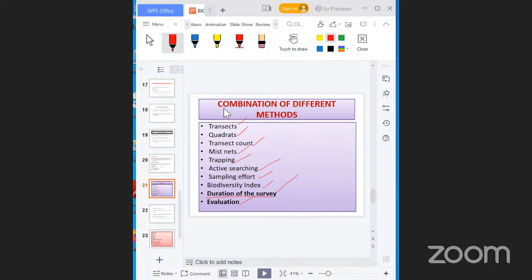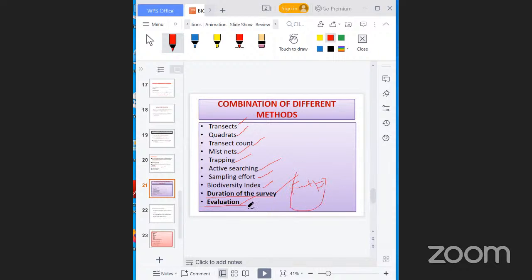So the duration of this survey is also important. This should be long enough for gathering the necessary baseline data. Generally, the duration of the ecological survey should be commensurate with the scale of the proposed development and also the diversity of the habitats within the study area and the diversity of the flora and fauna within the study area, right?